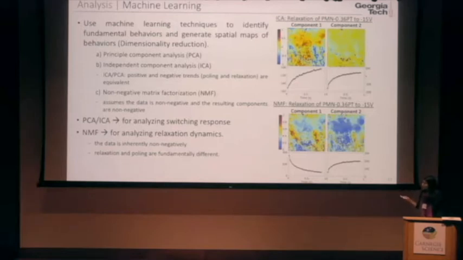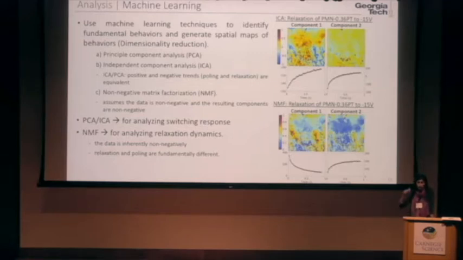The principal component analysis and NMF are both based on a linear combination of underlying components, whatever they find, with the difference that the former technique considers positive and negative trends to be perfectly equivalent. So it cannot distinguish between a poling and a relaxation as long as the characteristic values seem to be the same. NMF allows us to do that, but requires the data and the resulting components to be non-negative. So it means that NMF is really good to look at the relaxation data, but is not good for looking at switching.